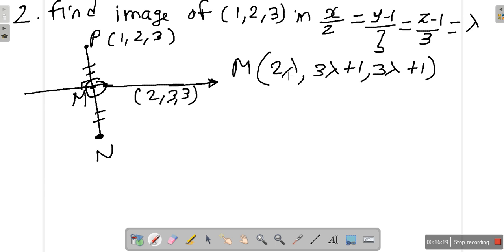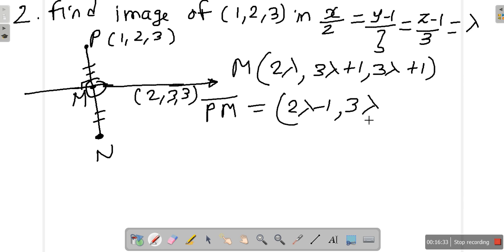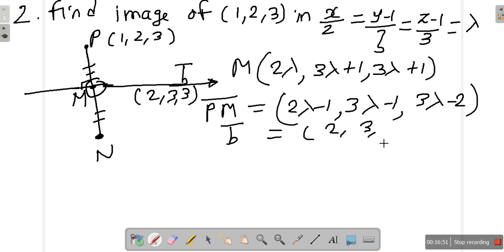So what is PM bar now? Again M bar minus P bar. Again I will write it only in terms of coordinates. So 2 lambda minus 1, 3 lambda plus 1 minus 2, and 3 lambda plus 1 minus 3. This is PM bar. As you know, PM bar and this B bar are at right angles, so their dot product will be 0. So that will give me the value of lambda.